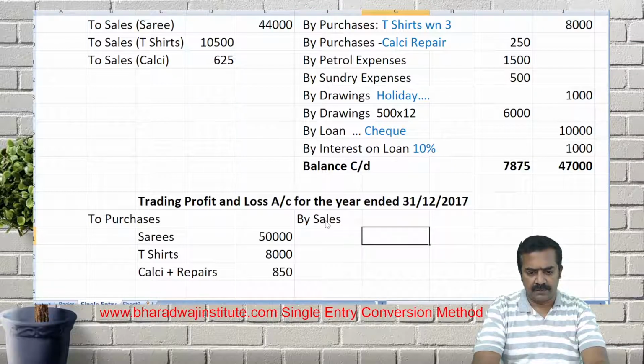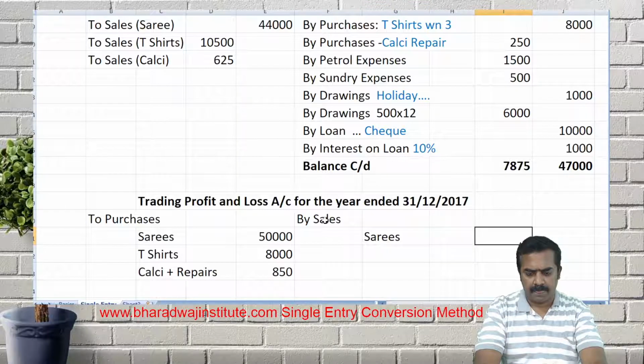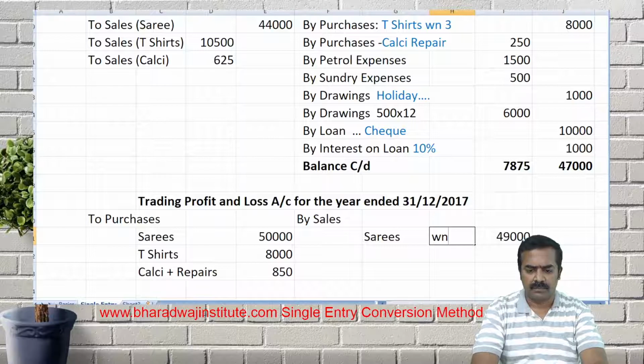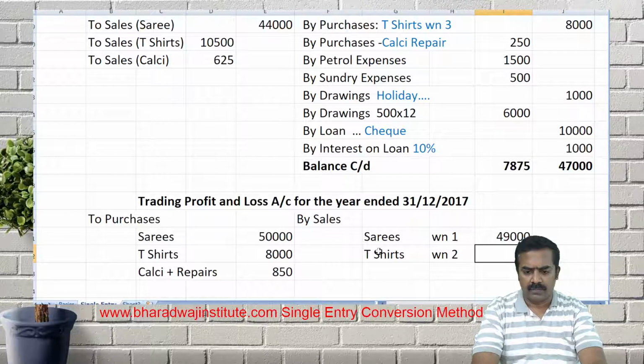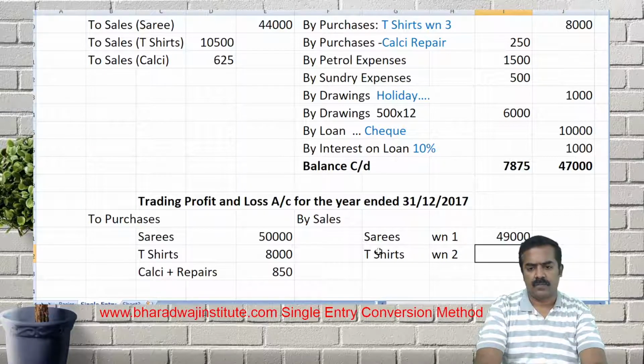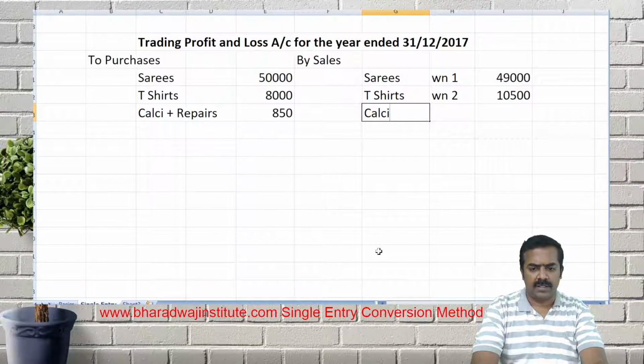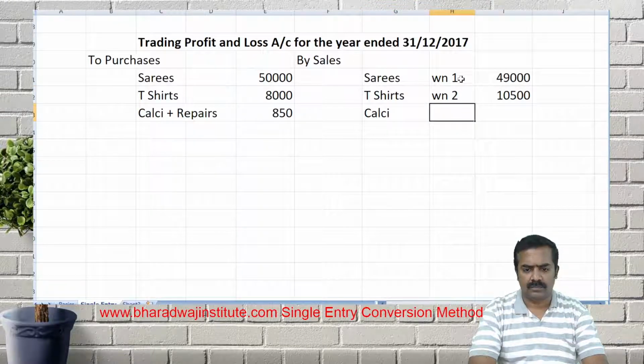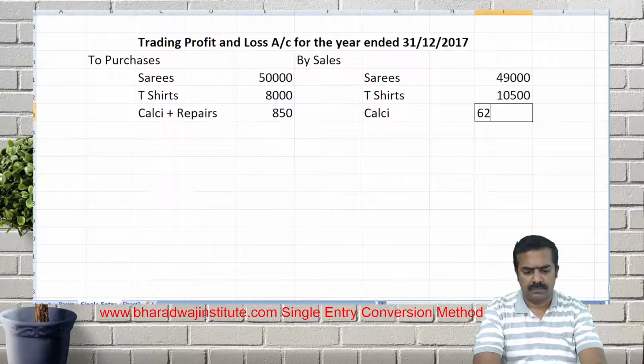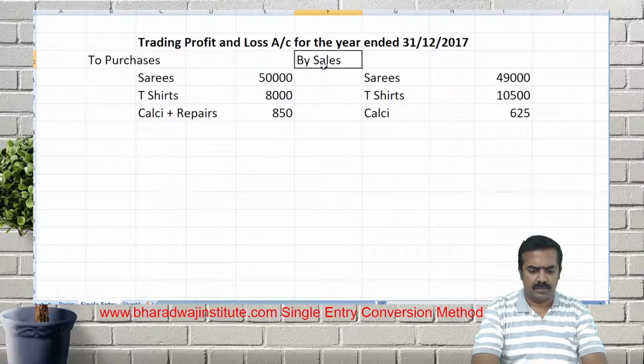By sales of sarees, 49,000 yet to be collected. Check working note 1. T-shirts sold for 10,000. Calculators sold for 620. This is by sales.